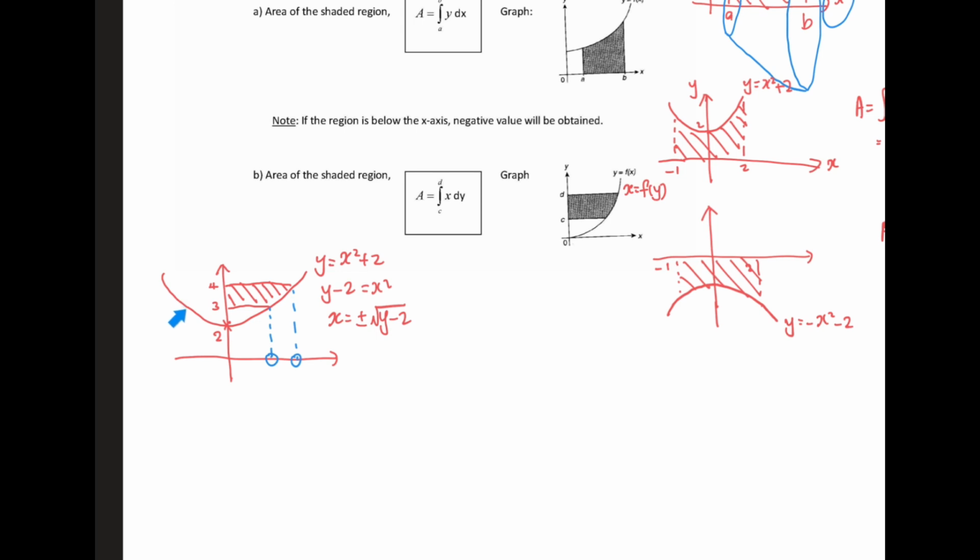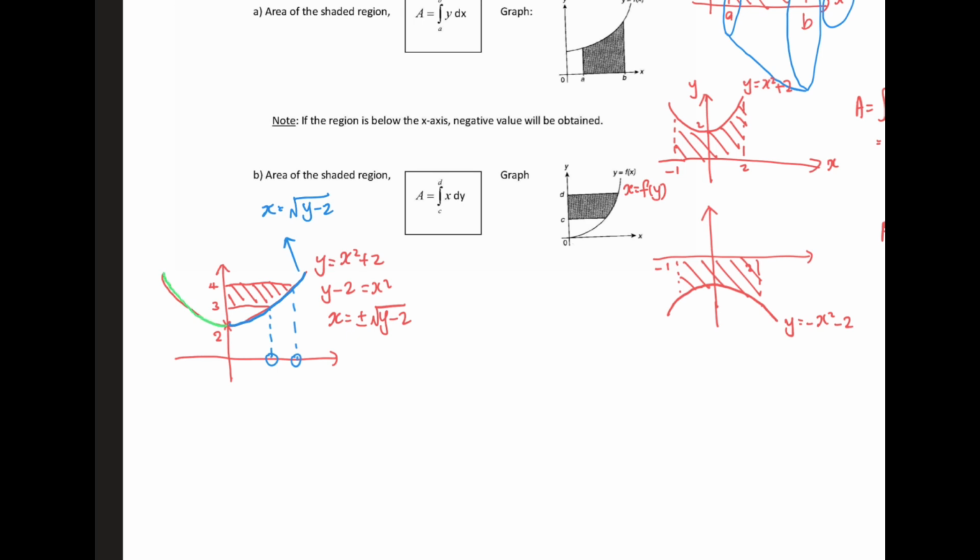But if let's say you are finding area on this side, then the x values are negative, and then you take negative square root. Okay, so for our case here, you take positive square root. So in specific, that means here the blue one is positive square roots of y minus 2.